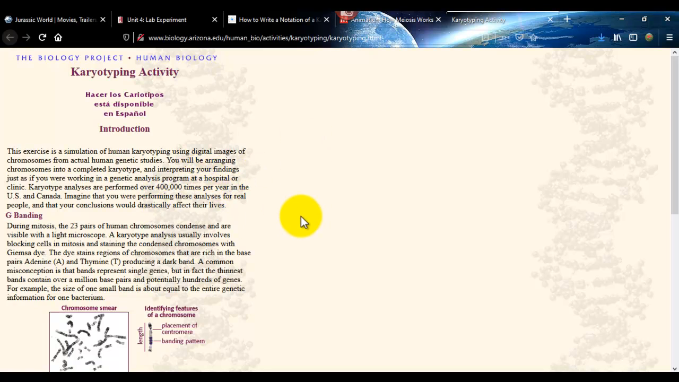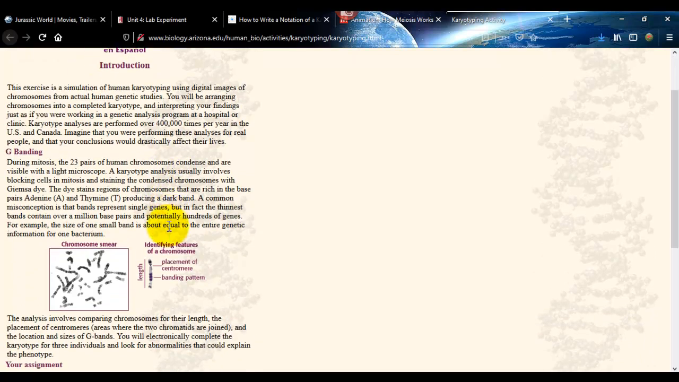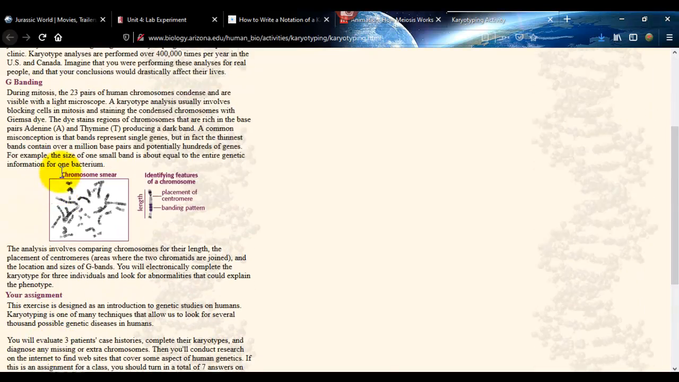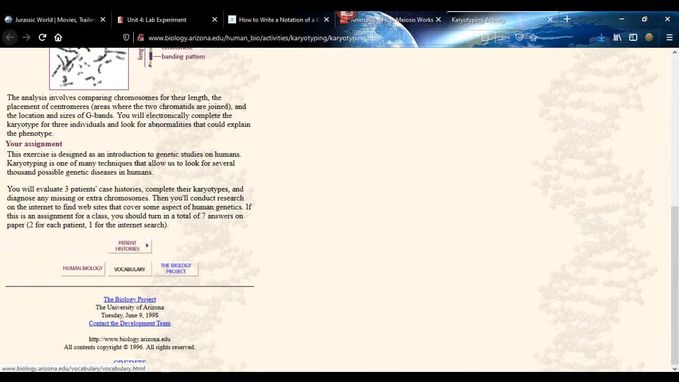It's a pretty cool website, but what you're going to do, this has to do with karyotyping. Any kind of chromosomal anomalies or abnormalities or deletions, or what's called non-disjunction. When chromosomes divide, it's disjunction. Non-disjunction is when they don't divide correctly. You end up with, say, three 21s in one cell. That's Down syndrome.